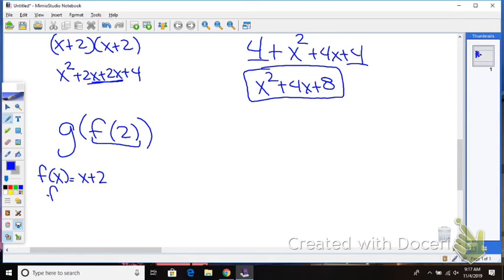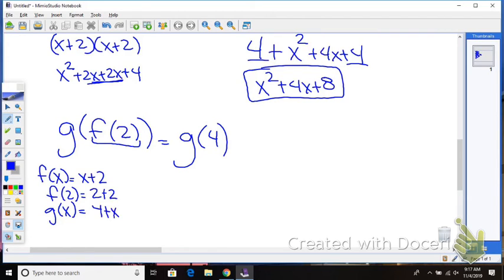So now I'm going to do f of 2. What is f of 2? 2 plus 2, which is 4. Now I'm going to do g of 4. I found what f of 2 was, and now I need g of 4. g of x was 4 plus x squared, so I put 4 in for my x. I have 4 squared, which is 16, plus 4 is 20.